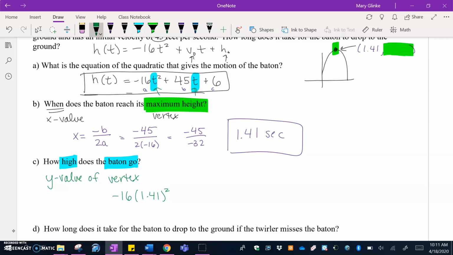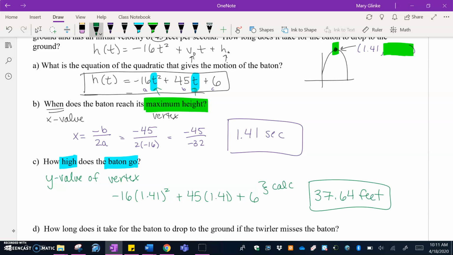So it's negative 16 times 1.41 squared plus 45 times 1.41 plus 6. You can type this in on your calculator all at the same time and hit enter. And if you do that, you're going to get a maximum height of 37.64 feet. So that would be the y coordinate of your vertex, and that is the maximum height the baton will reach.